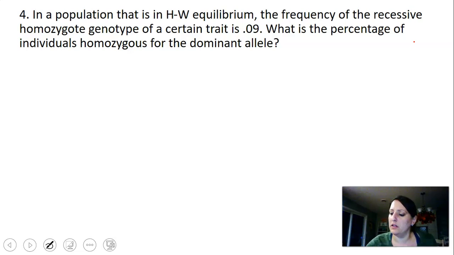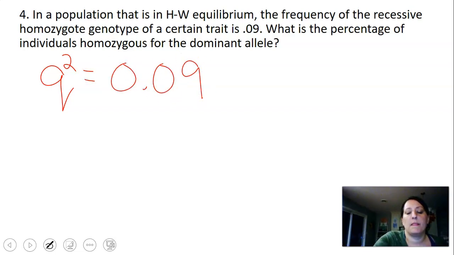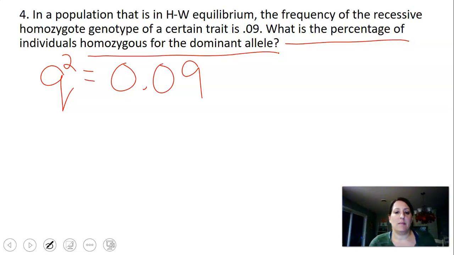So number 4 says, in a population that is in Hardy-Weinberg equilibrium, so they're in stasis, it's not evolving, the frequency of the recessive homozygote or homozygous genotype of a certain trait is 0.09. Okay, so that's going to be Q squared equals 0.09. They want to know the percentage of individuals homozygous dominant for the allele. So I've got to get P squared. Okay, so how am I going to get that? I need to get P first.